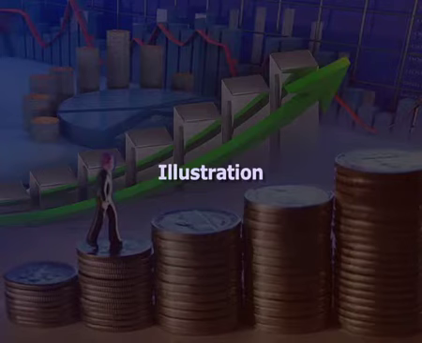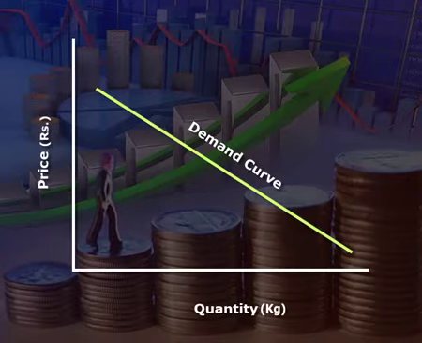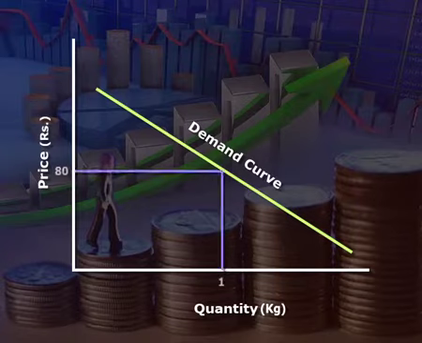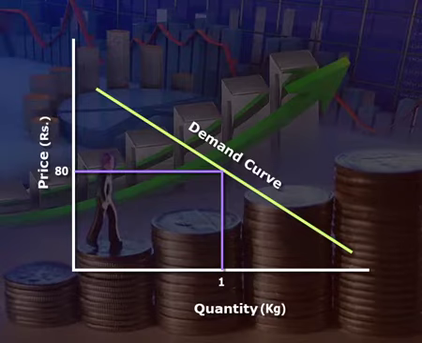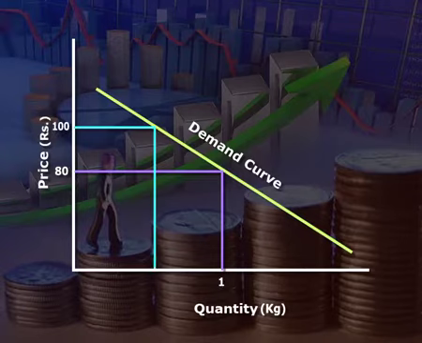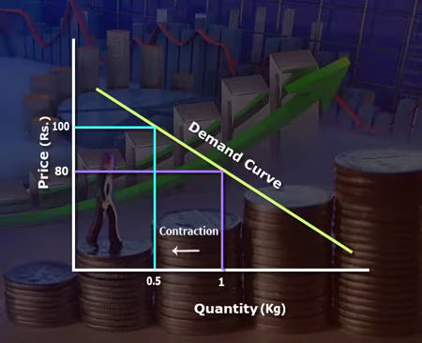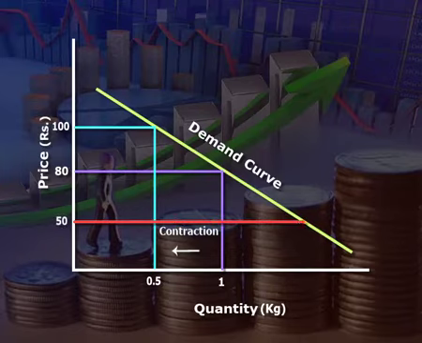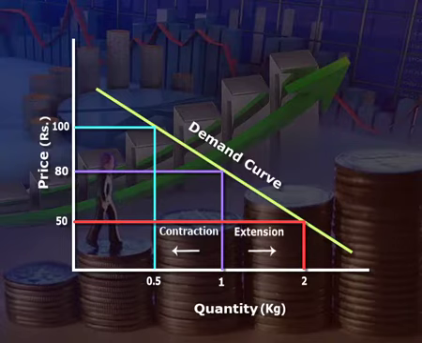Let's take an illustration. Suppose a buyer demands 1 kg of chikus at rupees 80 per kg at a given point of time. Other variables including taste and preferences, income and price of other goods remaining same. If the price of chiku increases to rupees 100 per kg, the buyer will demand less than 1 kg of chikus and this is contraction in demand. Alternatively, if the price of chiku decreases to rupees 50 per kg, the buyer will demand 2 kgs of chiku. This is extension in demand.